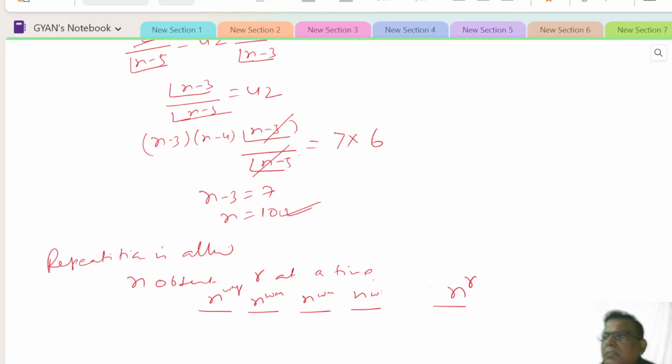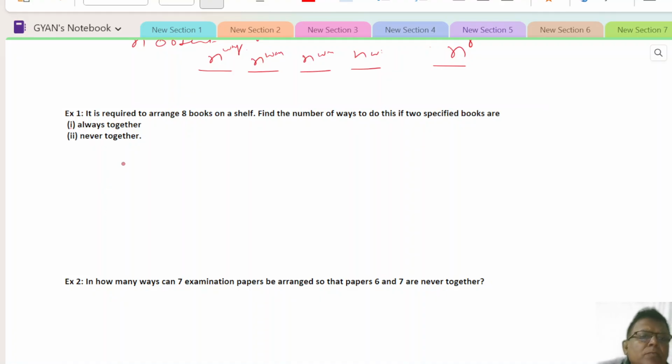So this will be the case when repetition is allowed. Some few more questions. It is required to arrange 8 books on a shelf. Find the number of ways if two specified books are always together. So books B1, B2, B3, B4, B5, B6, B7, and B8. Suppose B7 and B8 are always kept together.